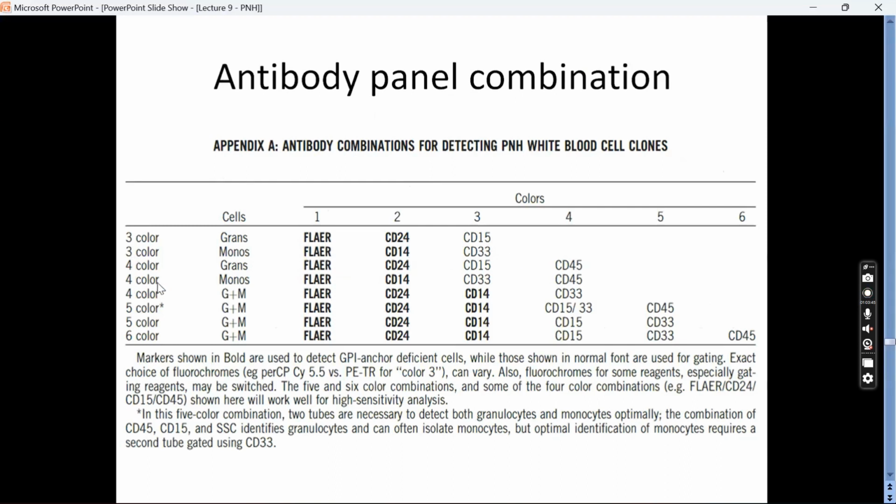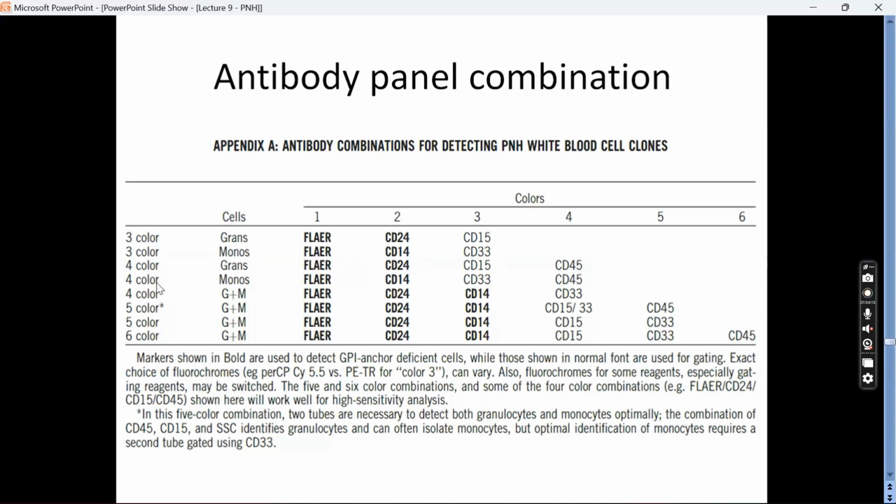If you are using a 4-color instrument, you can design a tube for granulocytes separately, which includes FLAER and CD24, which will be the PNH markers, and gating markers CD15 and CD45. So with side scatter CD45, you can get the neutrophils, then purify them with CD15 and check the neutrophils for the expression of FLAER and CD24.